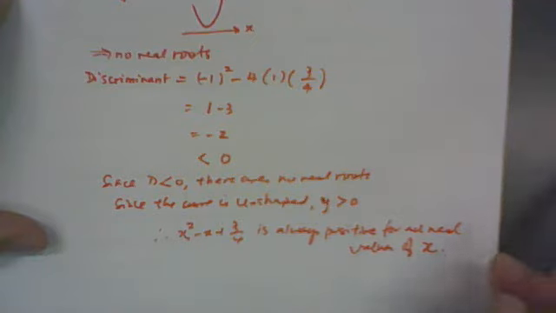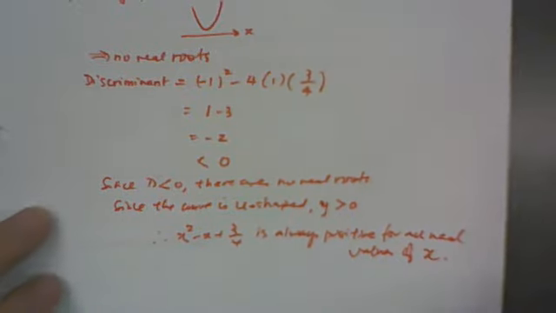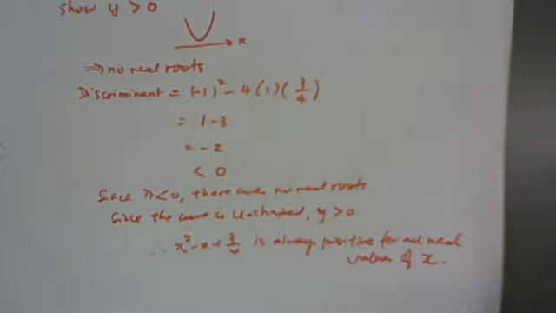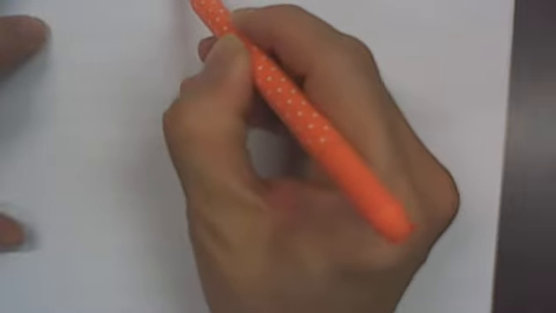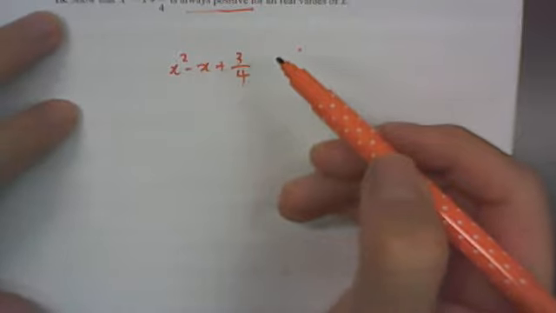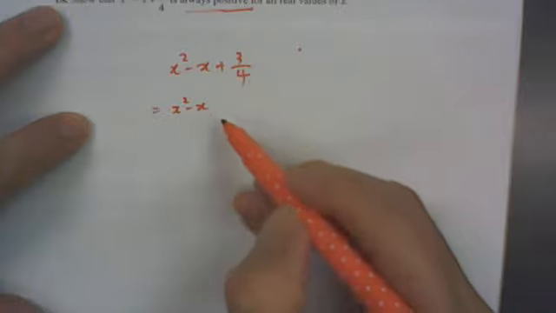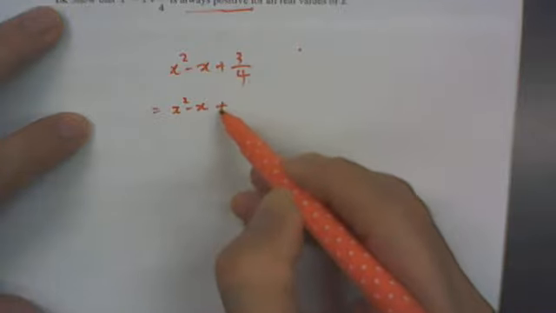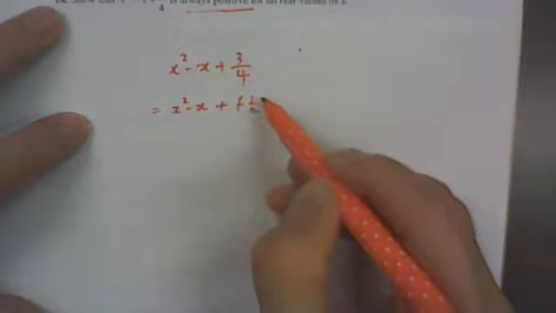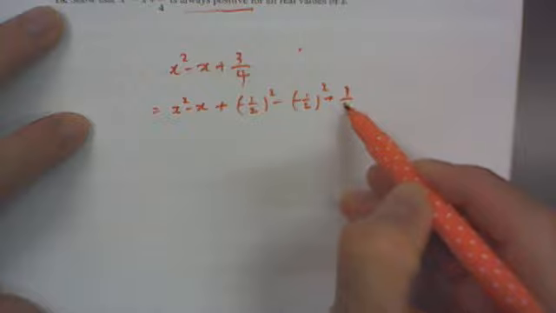Now there's another way of doing this question, and that is by completing the square. So let's try. So x squared minus x plus 3/4. Right, if we complete the square, we have x squared minus x plus (-1/2) squared minus (-1/2) squared plus 3/4.